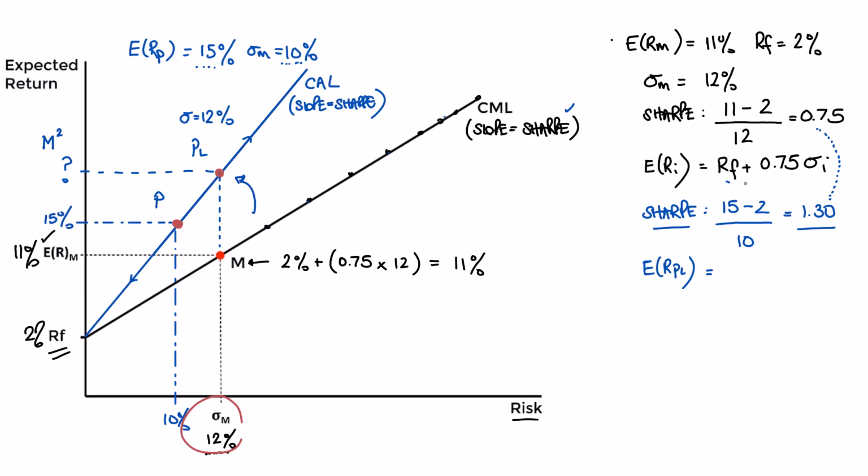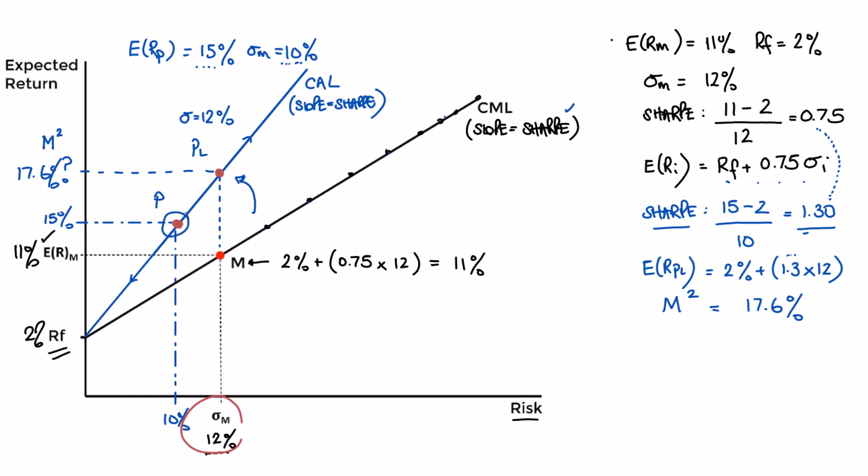All we need to do is follow along with the equation for the straight line, for the CAL. It is, we know, RF, so it's 2%, plus the Sharpe ratio, which we now know is 1.3, multiplied by the risk you've taken on. Well, if I'm on this capital allocation line, and I've taken on the market risk of 12, with a Sharpe of 1.3, that tells me that levered portfolio has an expected return of 17.6%. 17.6% is M squared.